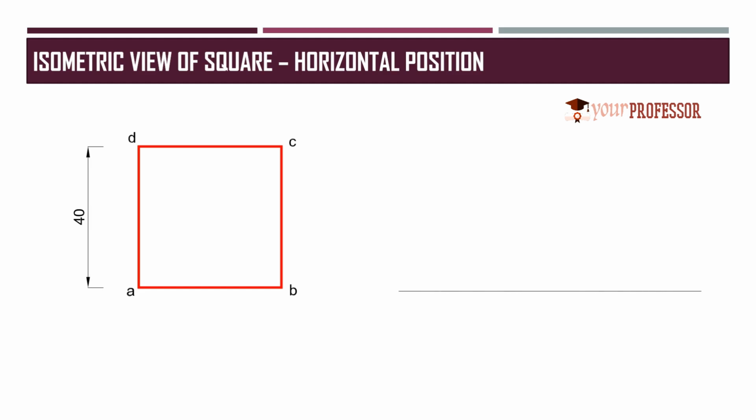So you can start with any point. We have 4 points A, B, C, D, right? So I'm going to start with point A. So represent point A. From point A, draw a line to the right side like that, which is at an inclination of 30 degrees. So you can draw for a length of 40 mm. As we know the dimension of a square is 40 mm.